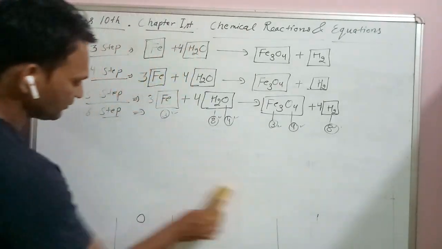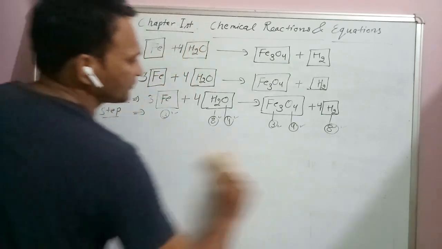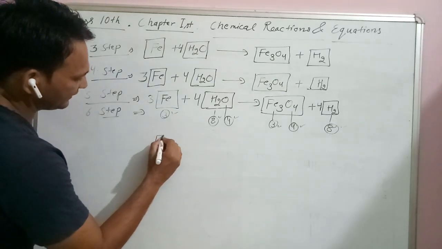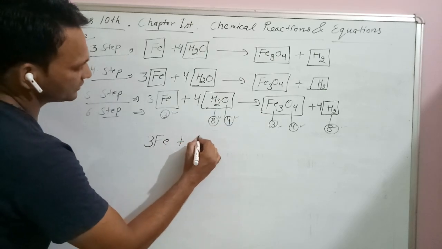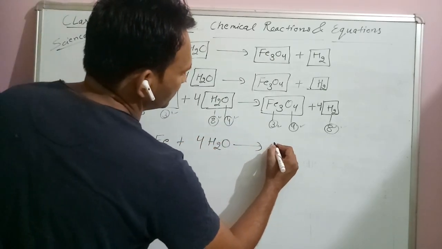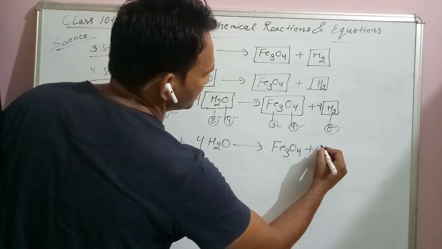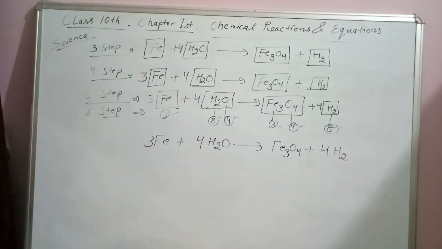There is only one step remaining. Now we write this reaction as 3Fe plus 4H2O gives Fe3O4 plus 4H2. So that is the balanced chemical equation.